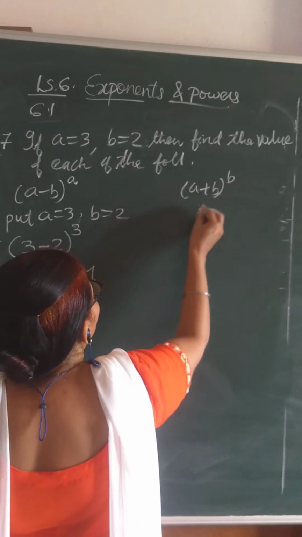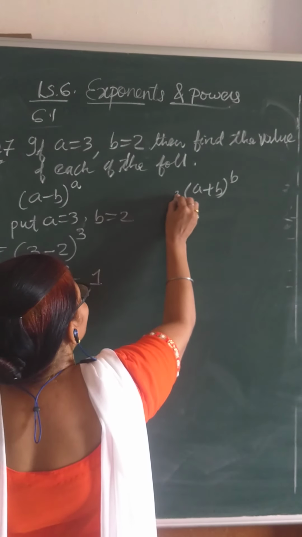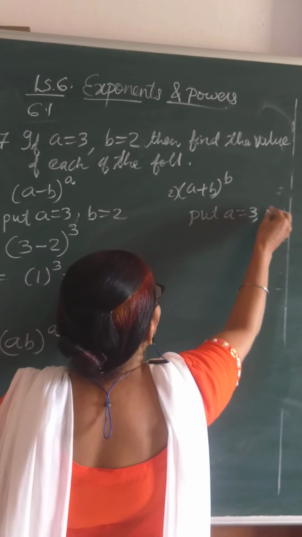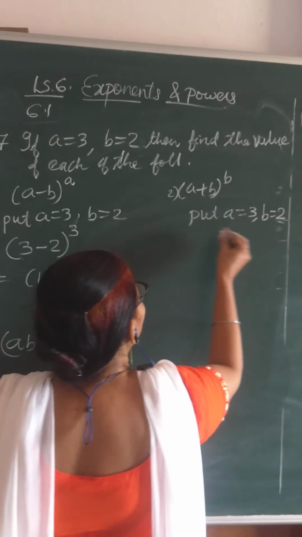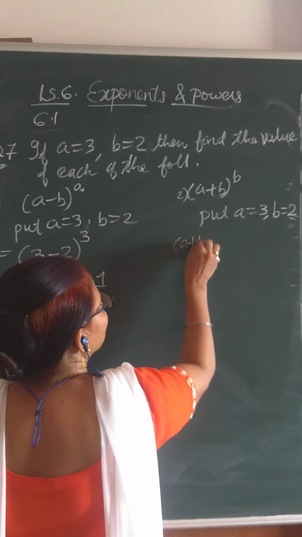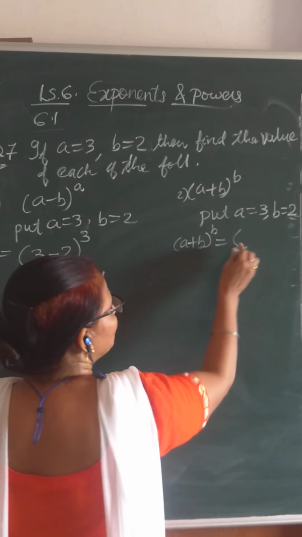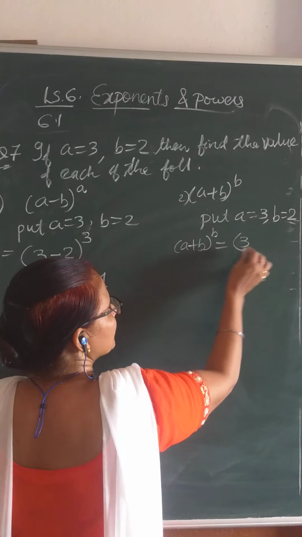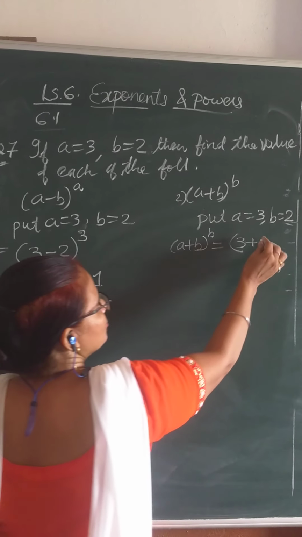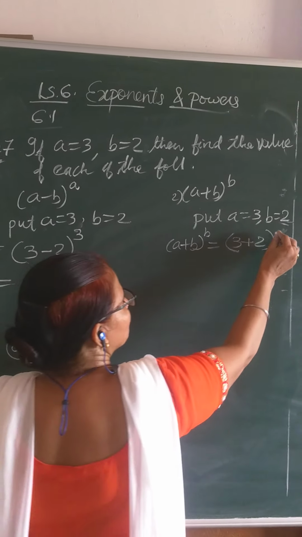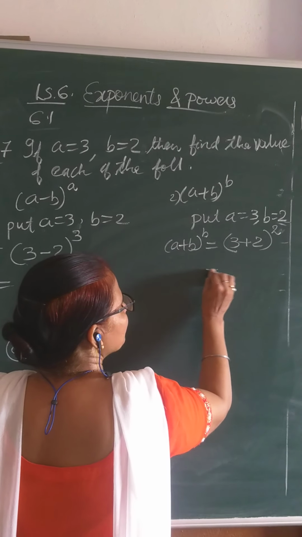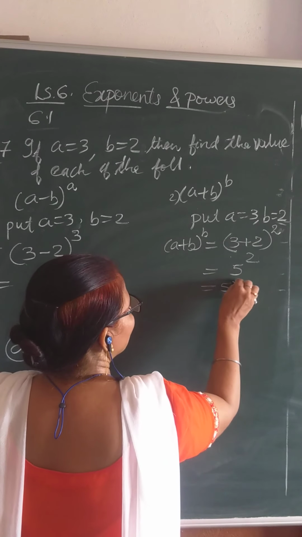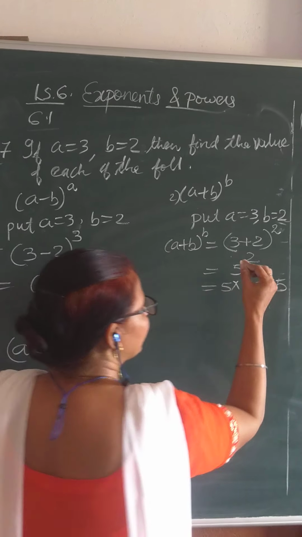Okay. Now let's see this example: (a plus b) to the power b. This is your second one. Again put a equals 3 and b equals 2. Now the question (a plus b) to the power b is equal to, put a bracket, a is 3, plus sign, b is 2, and the power is b, meaning 2. Now let's simplify. 3 plus 2 is 5 squared, and 5 squared means 5 into 5 is equal to 25.